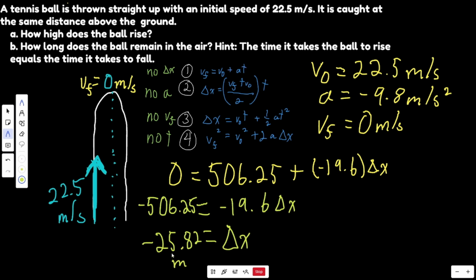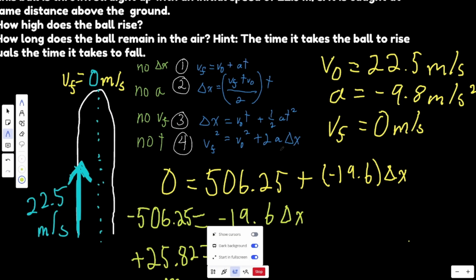However, we have a negative value here. Is that possible? The answer is no, because we forgot to do the signs. So since negative and negative make a positive, this is actually 25.82 meters. So don't forget to change the signs in order for you to get an answer that actually makes sense.